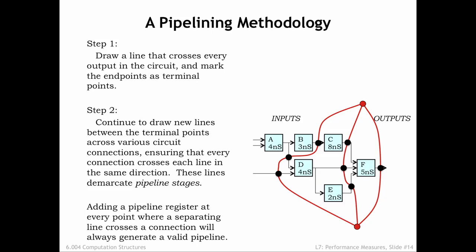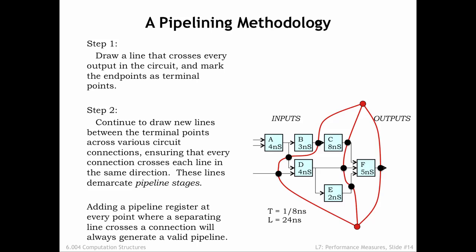Now we can compute the system clock period by looking for the pipeline stage with the longest register-to-register or input-to-register propagation delay. With these contours and assuming ideal zero-delay pipeline registers, the system clock must have a period of 8 nanoseconds to accommodate the operation of the C module. This gives a system throughput of 1 output every 8 nanoseconds. Since we drew 3 contours, this is a 3 pipeline, and the system latency is 3 times 8 nanoseconds, or 24 nanoseconds total.